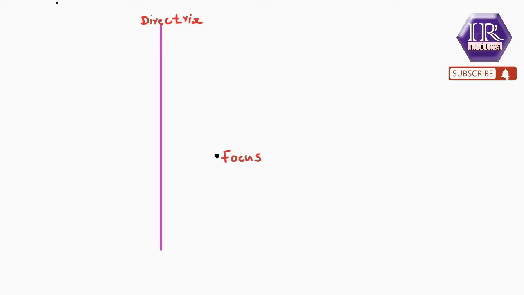Before going to that, we should have two things. One is the straight line, which is known as the directrix, and the second one is the point, which is known as the focus. How is it possible to define a conic section shape based on the eccentricity value?